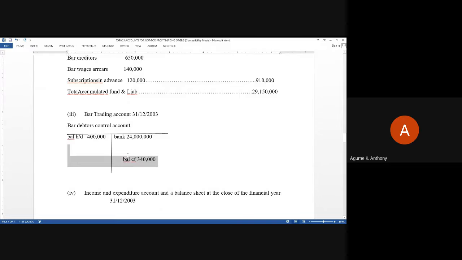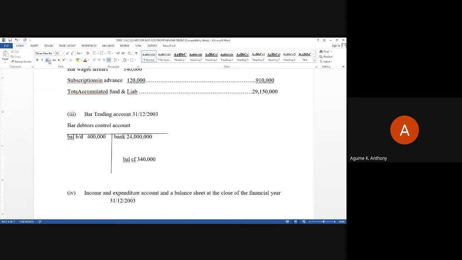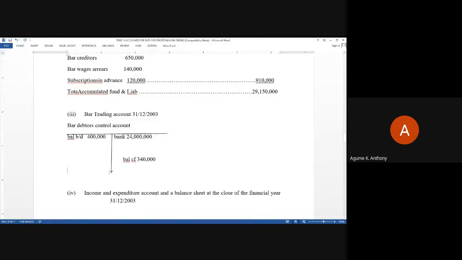If I balance off my ledger account, you realize that this side is bigger than this side. So to get the balancing total of 24,340,000, my balancing figure represents the bar credit sales.